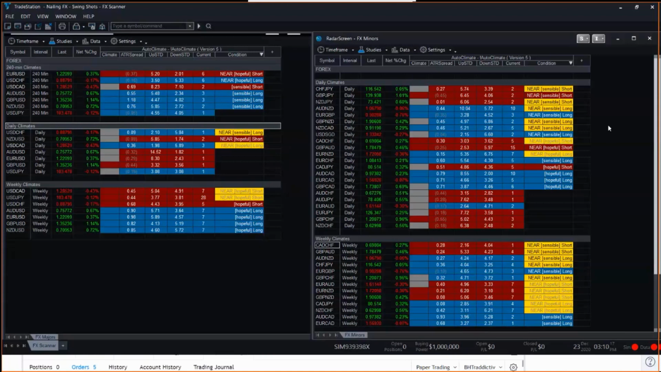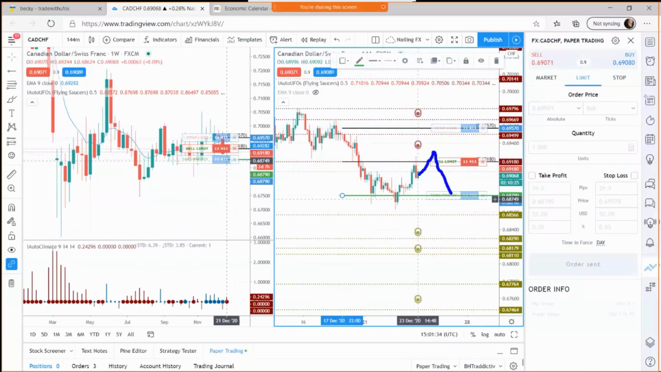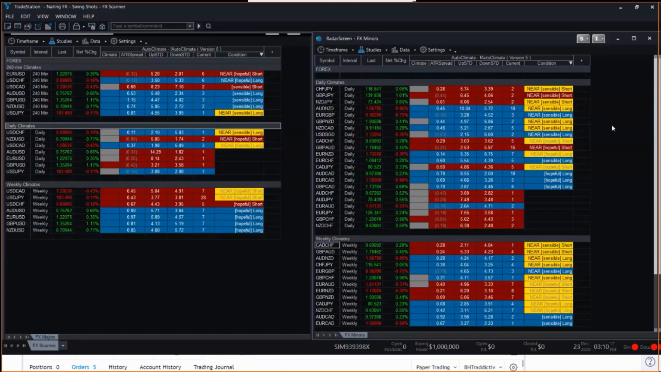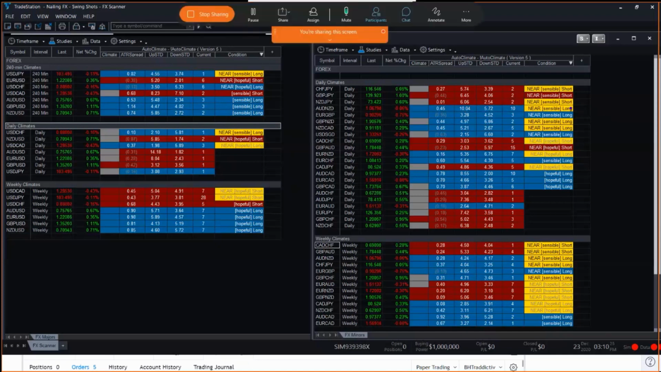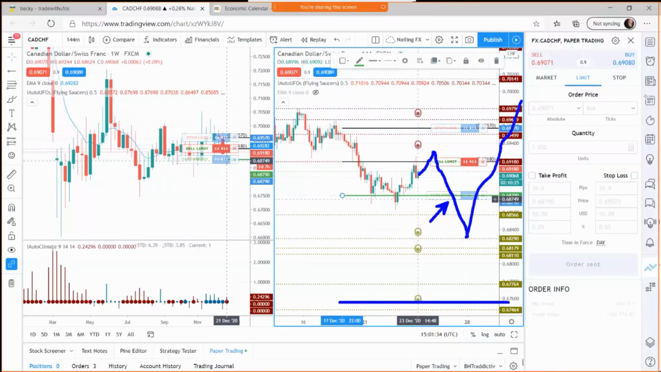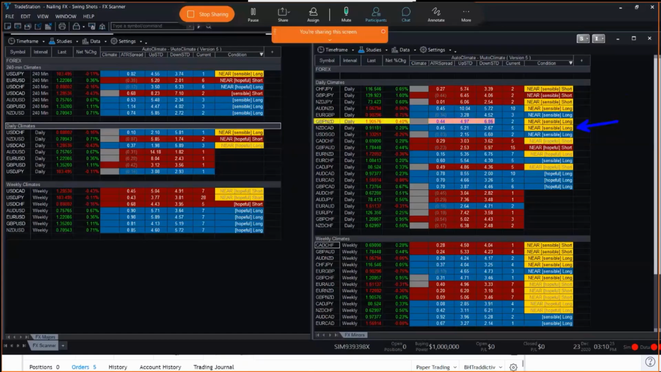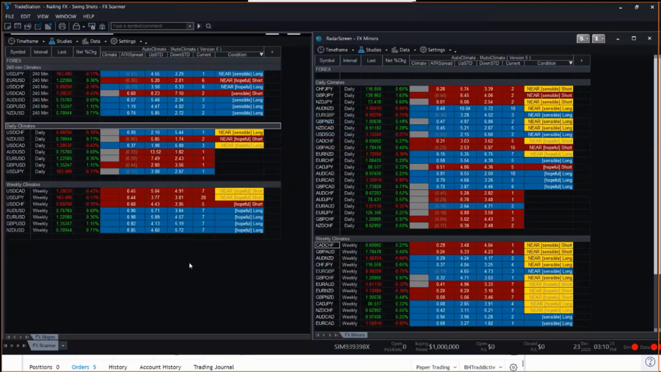So let's come down here and look again at our sensible or not sensible opportunities. We've just looked at the Aussie New Zealand and determined that wasn't a good trade. So even though it was a sensible idea to look, it doesn't necessarily mean it's a good trade to take. We then have this one. This is New Zealand Canadian, I believe. There you go. New Zealand Canadian is showing us a near sensible long with a confirmed climate. So let's have a look at that.